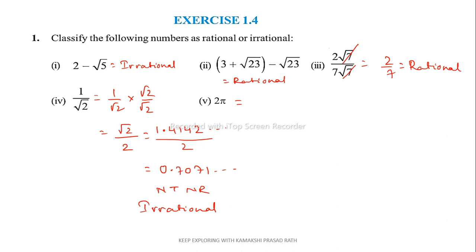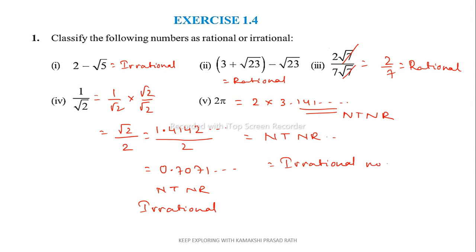The last one, 2 pi. The value of pi, we know it is 3.141 something like that. It keeps on going. So this is also a non-terminating, non-repeating decimal expansion. So when you multiply with that 2, still the answer will remain non-terminating and non-repeating. Hence, the final value 2 pi will also be an irrational number. So in this way we can classify which one is rational and which is an irrational number.